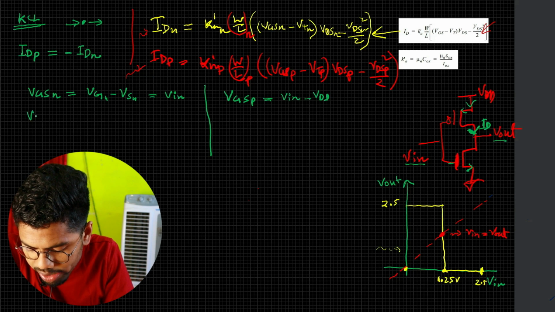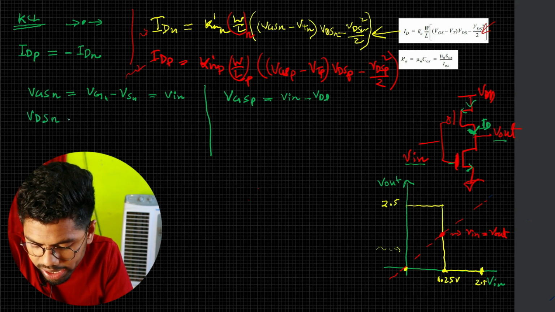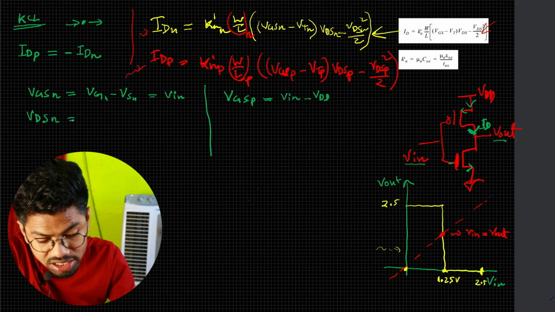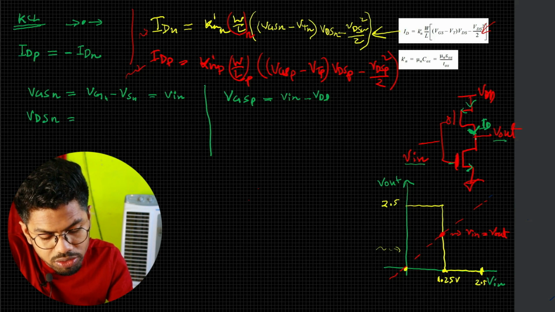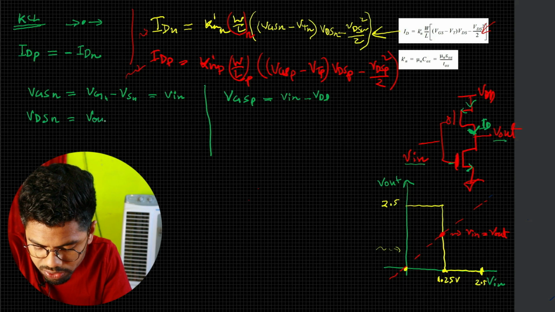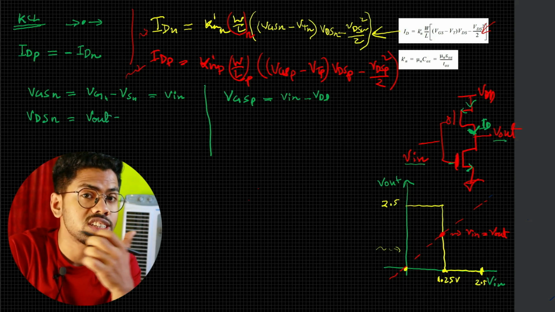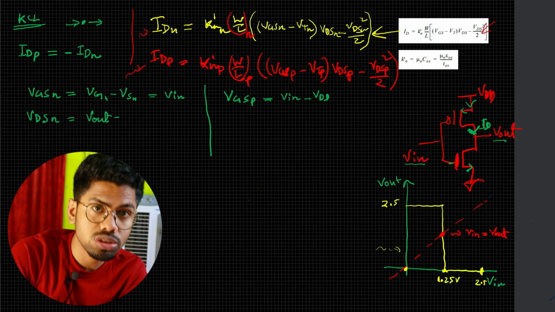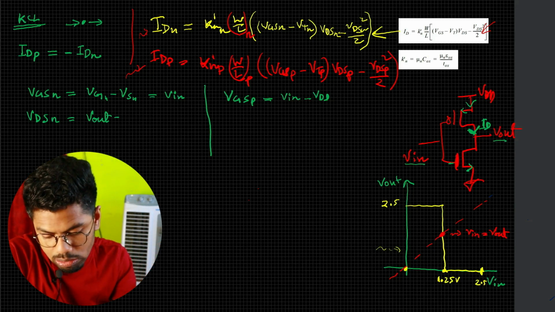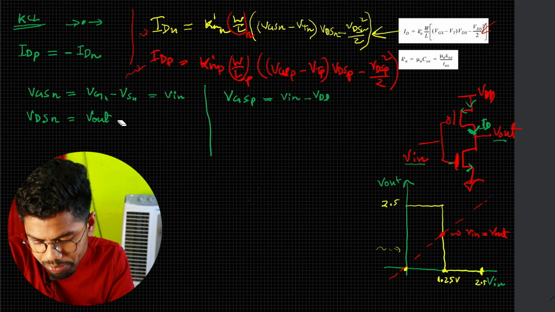Likewise, if we want to know our VGS of PMOS, then again at the gate we have V in, but at the source we have VDD, so it is V in minus VDD. And likewise, if I want to know the VDS of N, then at the drain I have V out for our NMOS. And at the source, VDSN is voltage at drain minus voltage at source of the NMOS. It is again ground, so it is 0, so it would be V out.